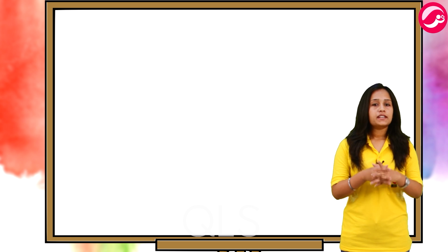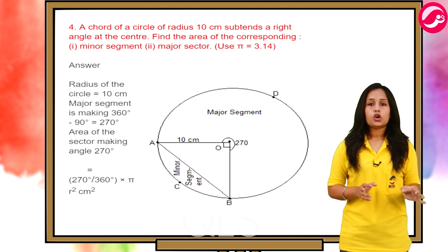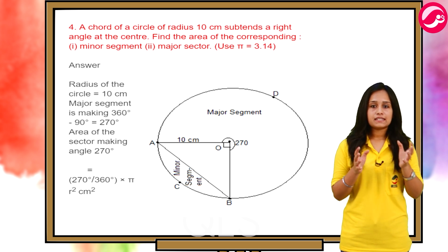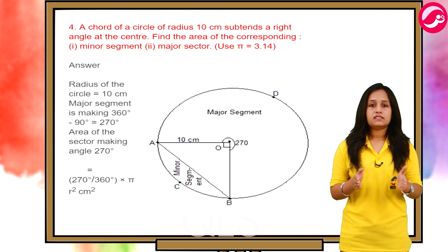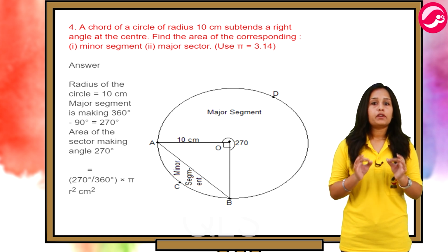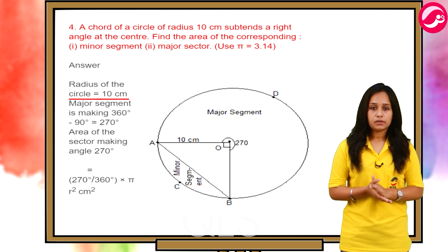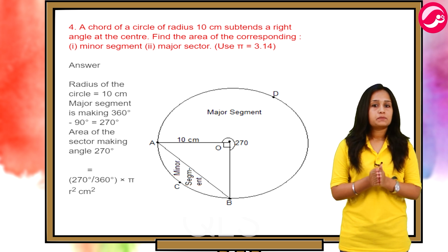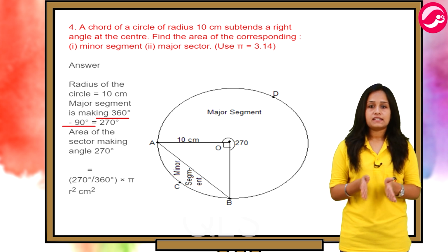Now the next problem says that a chord of a circle of radius 10 centimeters subtends a right angle at the center. We have to find the area of the corresponding minor segment and the major sector, and in this question we have to use pi is equal to 3.14. The radius of the circle is equal to 10 centimeters. The major sector is making 360 degrees minus 90, that is equal to 270 degrees.